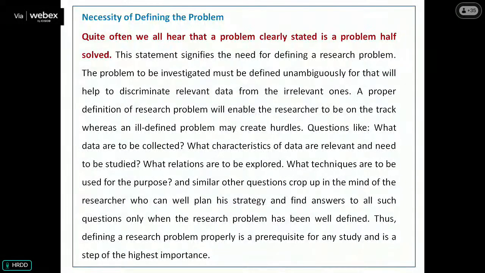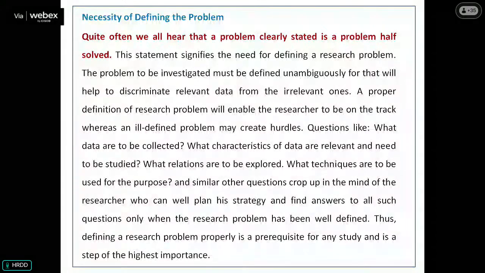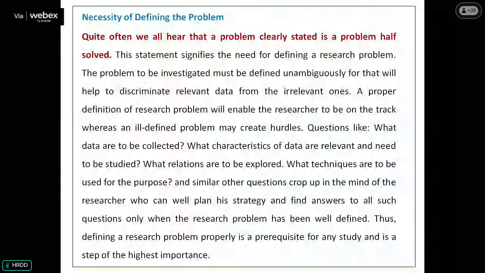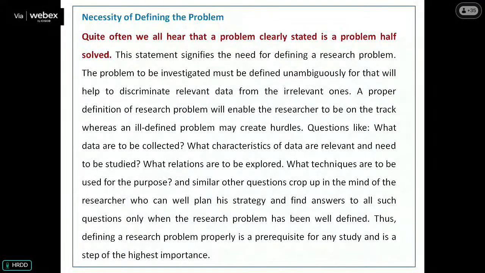What characteristics of data are relevant and need to be studied? What relations are to be explored? What techniques are to be used for this purpose? These are the research methods. Similar other questions crop up in the mind of the researcher, who can plan his strategy and find answers to all questions. Thus, defining a research problem properly is a prerequisite for any study and is a step of highest importance.